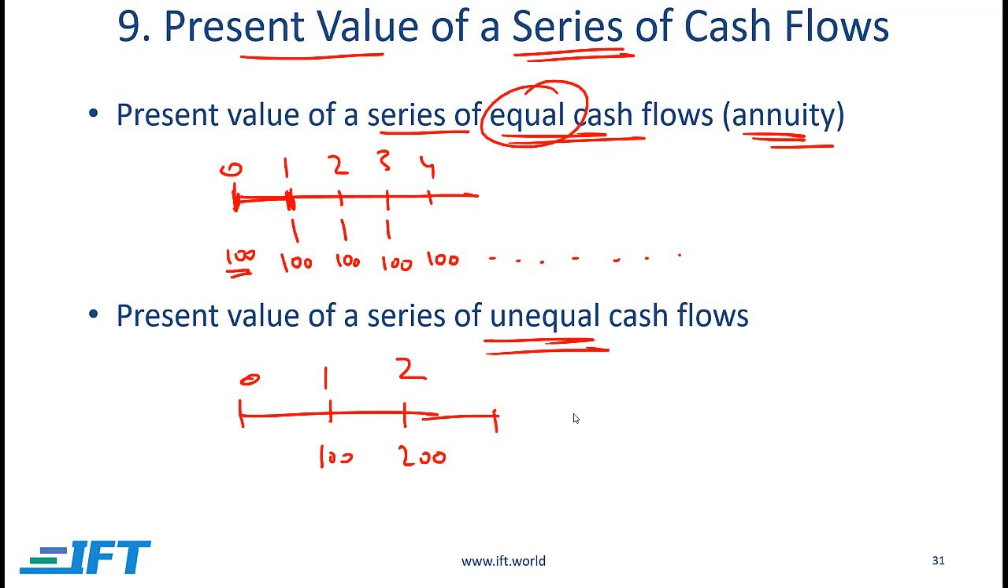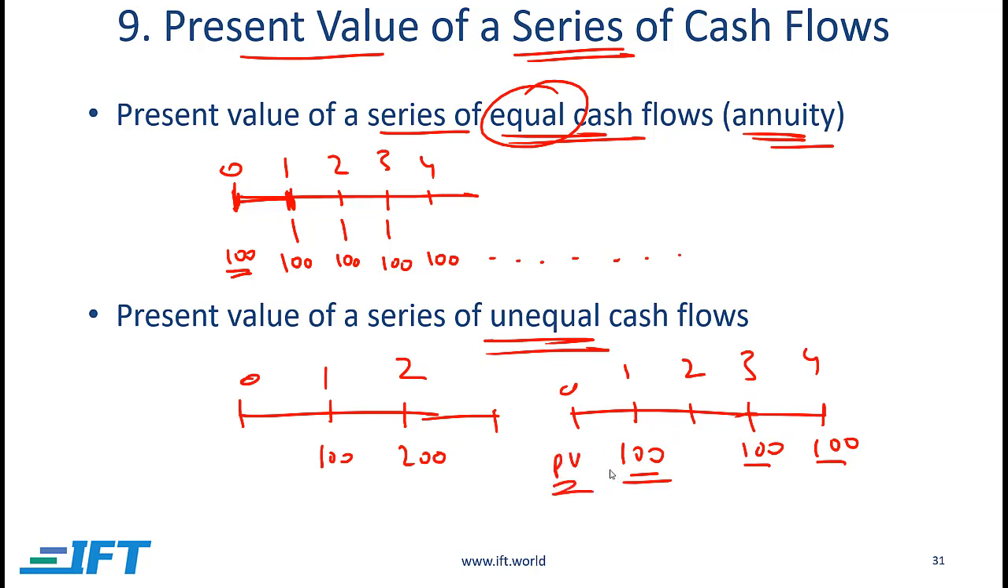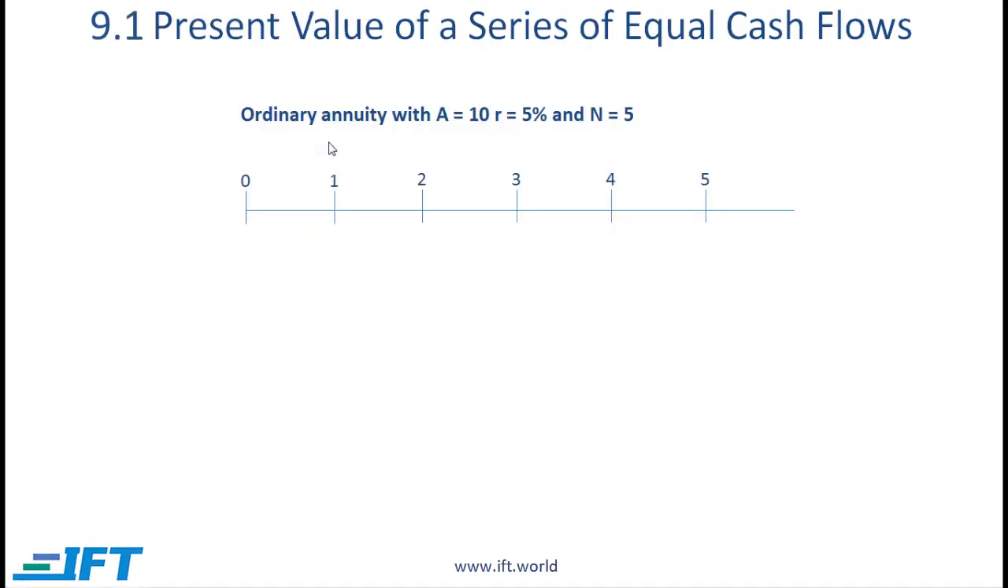Also, if you have a situation where at the end of period 1 you get 100, then period 2 there is nothing, then period 3 there is 100, period 4 there is 100, while you are always getting 100, since this is not happening at equal time intervals, this would not be considered an annuity. This would be considered unequal cash flows. And here again, we will look at how to calculate the present value of unequal cash flows in the next few slides. First, let's calculate the present value of an ordinary annuity.